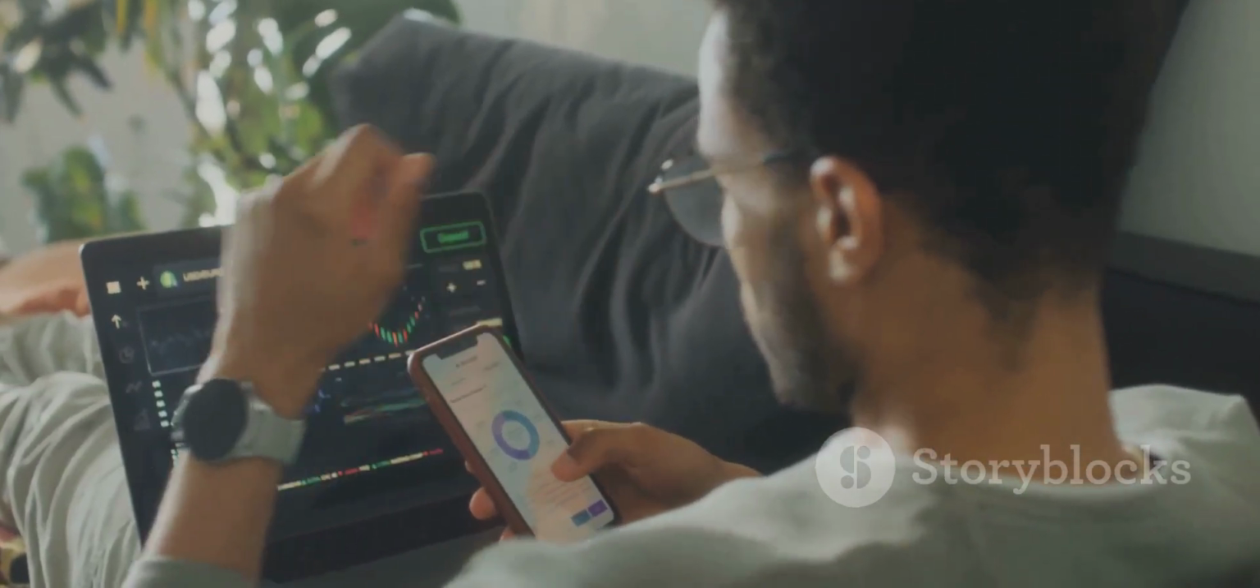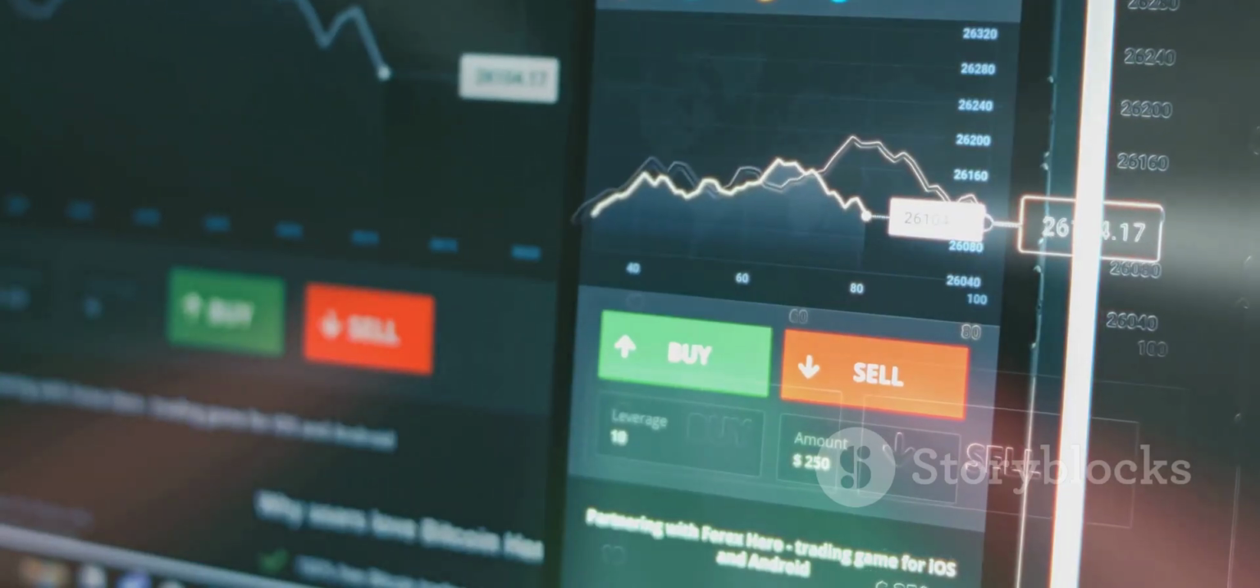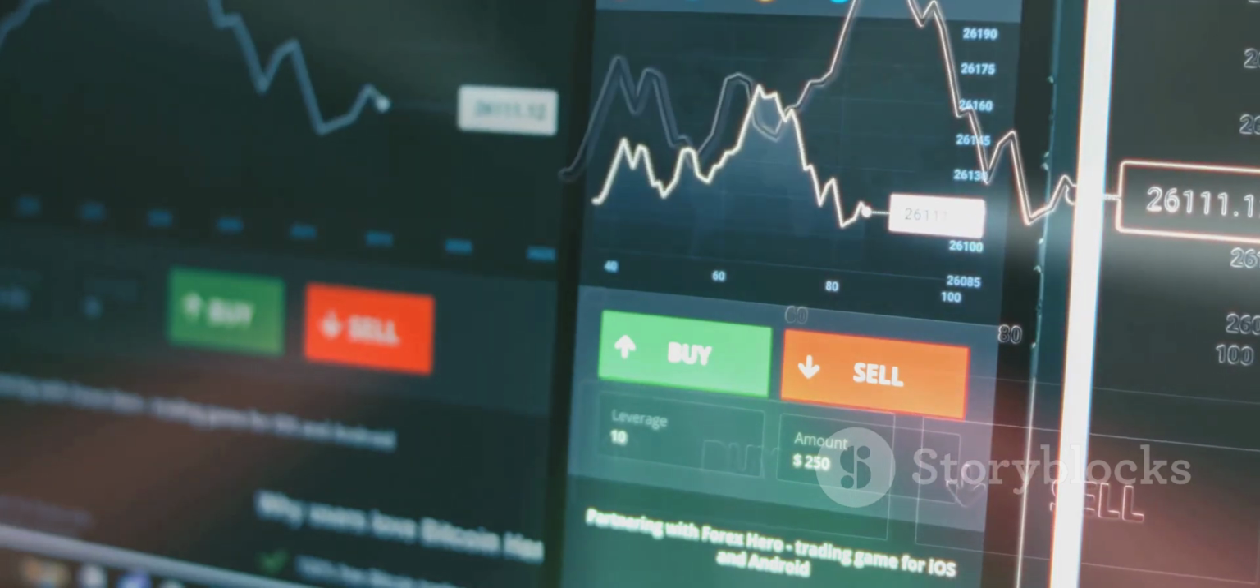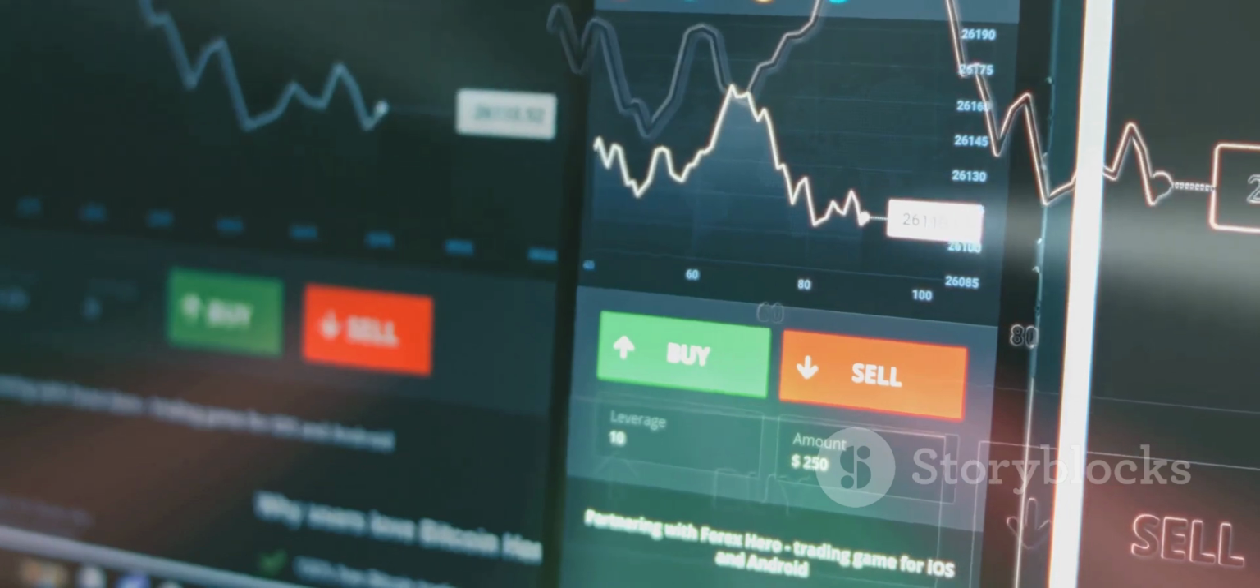Many people find binary trading attractive for a few reasons. Firstly, it's simple. Unlike traditional trading where profits and losses can be unlimited, binary trading has a fixed risk and reward. You know the maximum amount you can gain or lose before placing a trade.